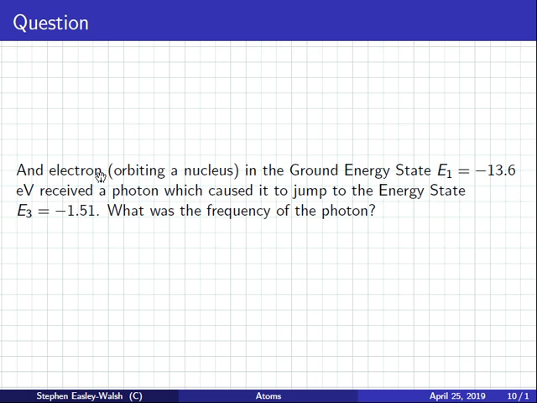Right. An electron is in the ground state. The ground state is called E1. It has minus 13.6 eV. It received a photon which made it jump to state 3. So it was in 1, a photon came in, ate the photon, up to 3 it went. We need to know the energy, and better, I need to know the frequency.